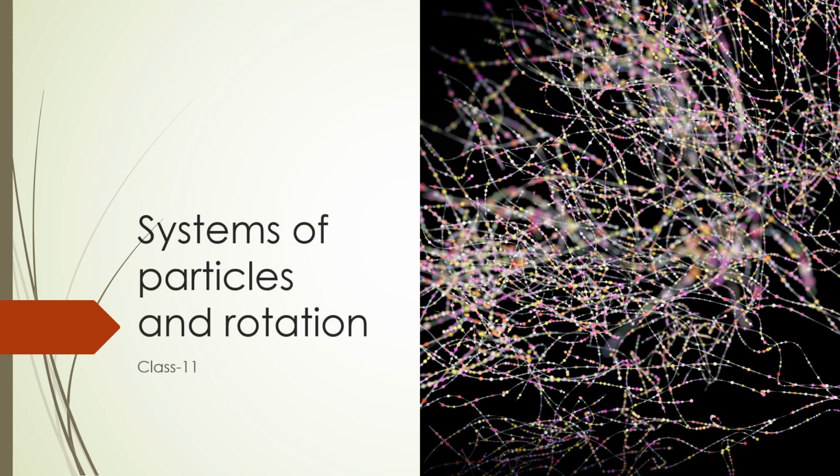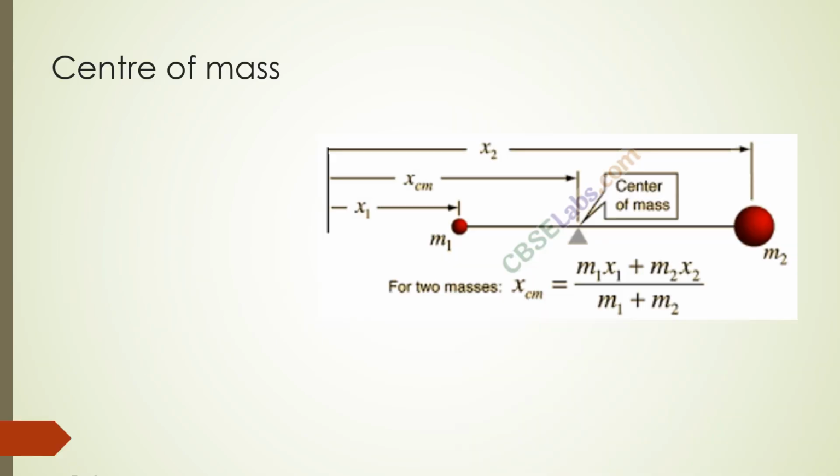Today we will be discussing the chapter Systems of Particles and Rotation, class 11th. So, the first thing that we are going to discuss is center of mass. A rigid body is a body with perfectly defined and unchanging shape. The distances between all pairs of particles of such a body do not change.